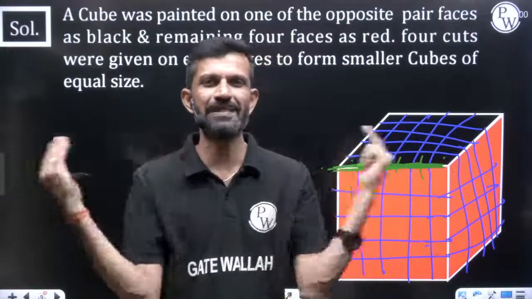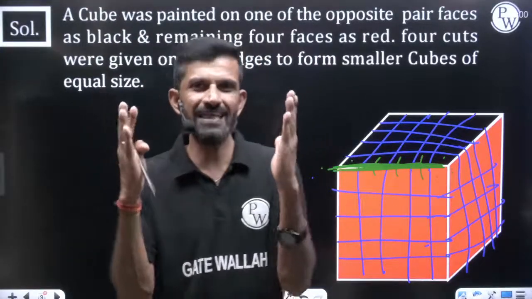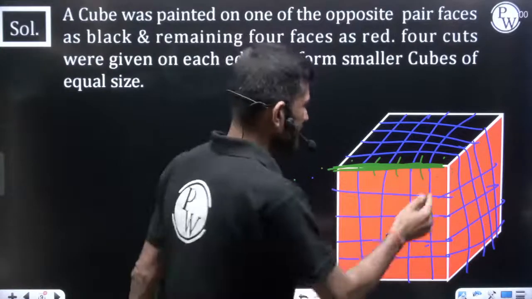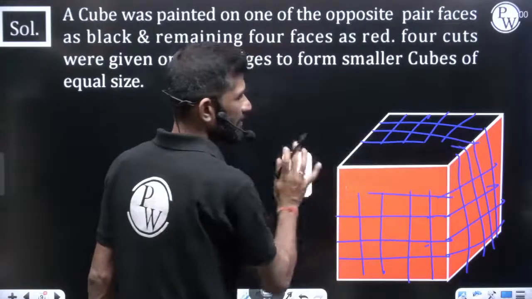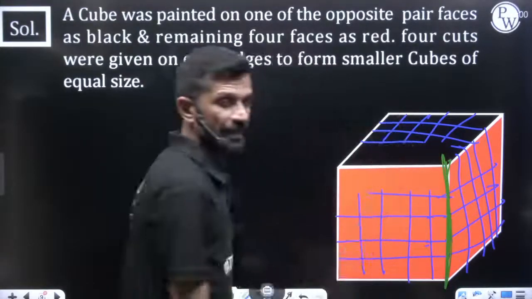Because the walls we made red, all four walls have red color. So we have to take the edge which makes two walls meet. Which edge? This one. Instead of taking this, we have to take this one. Okay, this edge. Be careful here.